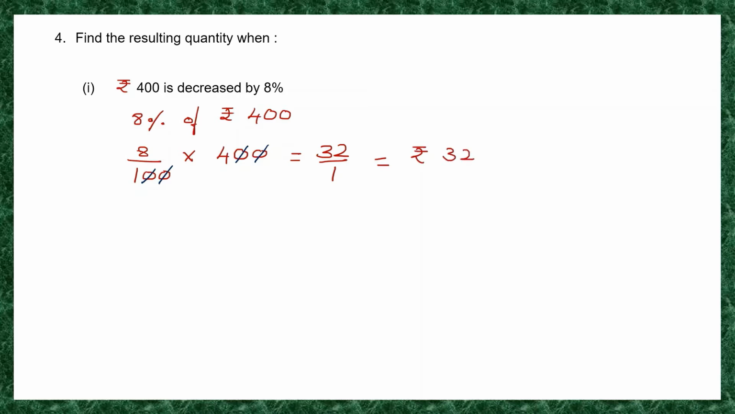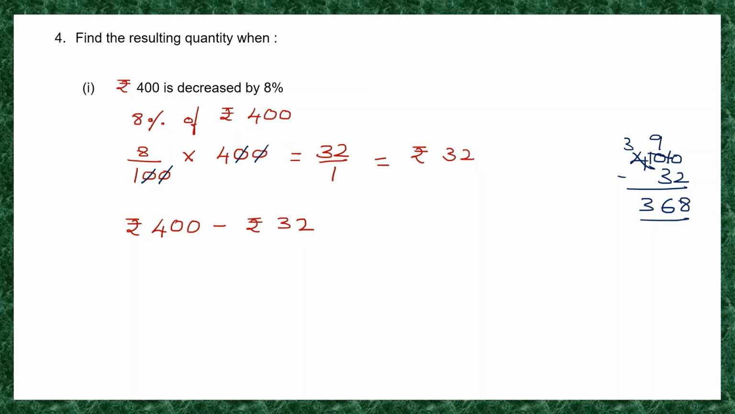Now if 400 rupees is decreased by 32 rupees, what do we get? So we decrease it and see 400 rupees minus 32 rupees. Let's minus these two. 400 minus 32. 0 minus 2 we can't do, so we are borrowing. So that becomes 3. This becomes 10. Again I borrow 9 and 10. 10 minus 2 is 8. 9 minus 3 is 6 and 3.